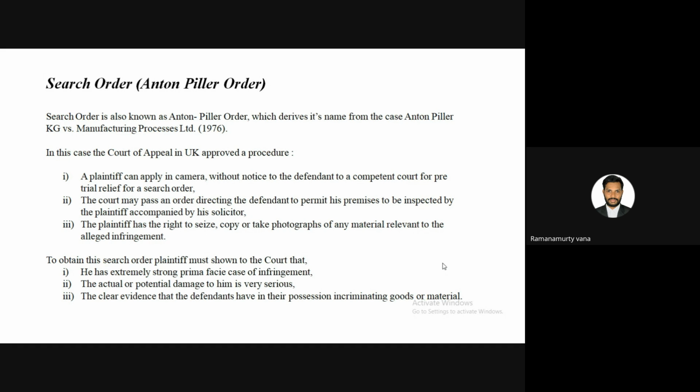But in general court proceedings, before registering a case, the plaintiff, the aggrieved party, sends a notice to the defendant saying you are doing so and so, and you have to appear. But in the case of this Anton Piller search order, such a notice is not required. So a plaintiff can apply in camera.